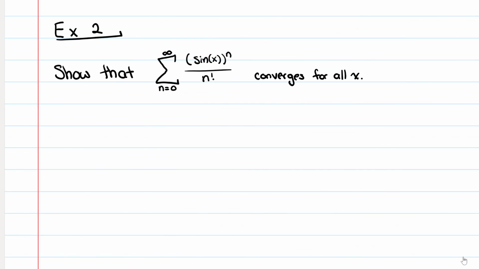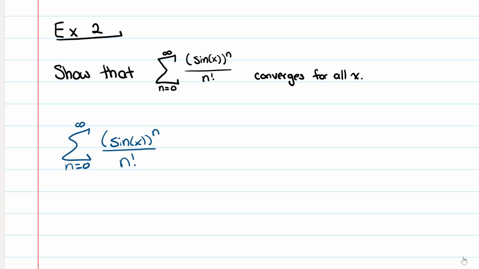So example 2, I want to show that the series from 0 to infinity of sine of x to the nth power divided by n factorial will converge for all x. So the first thing we're going to do is go ahead and write down our series. So we have sigma n equals 0 to infinity sine of x to the n divided by n factorial.